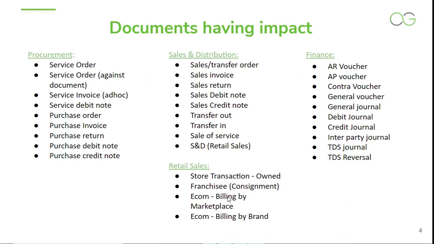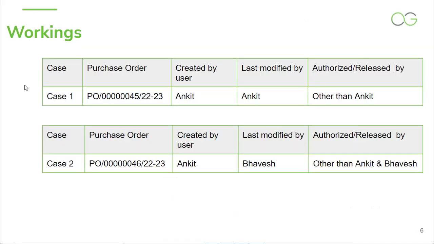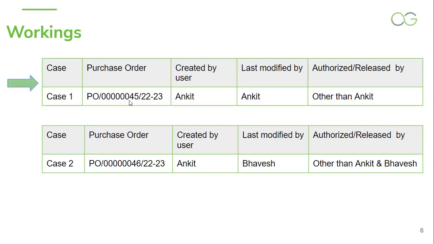Here is the list of documents which have impacts of this update, and the concept is the same throughout all the transactions. So we are choosing the purchase order transaction for checking the impact. I have taken two cases to check the impact of this concept in ERP. In the first case, PO number 45 is created by user Ankit and is modified by user Ankit. So this document can be authorized by any person other than Ankit.